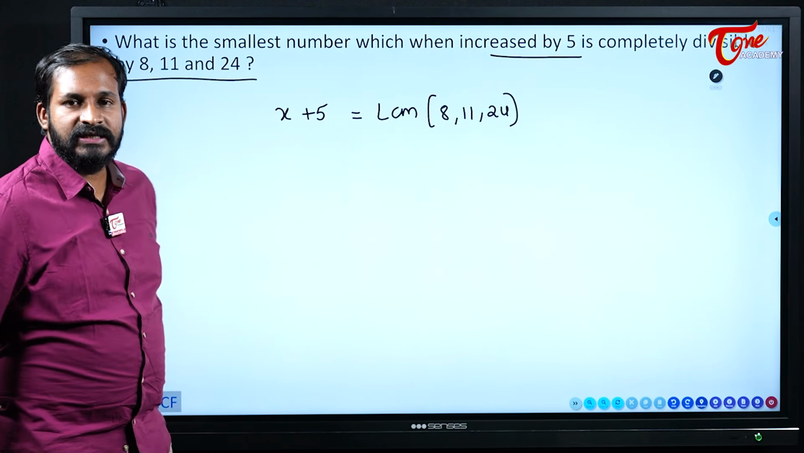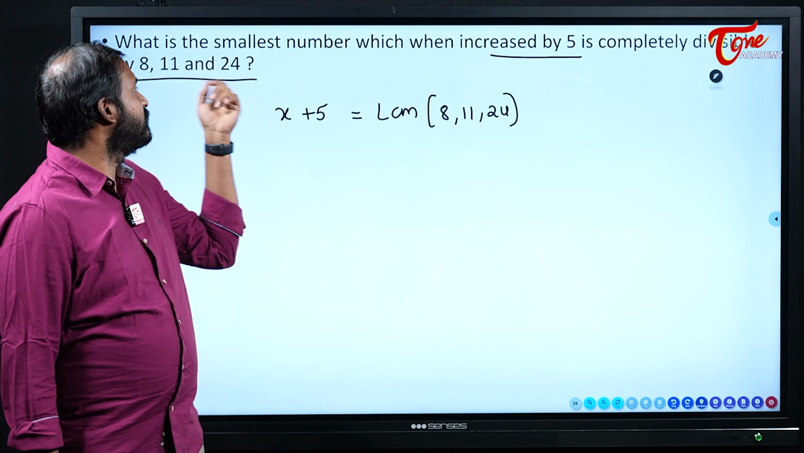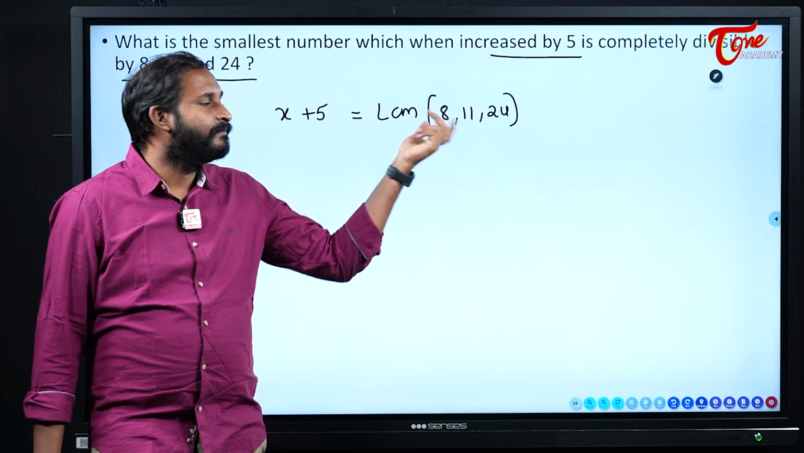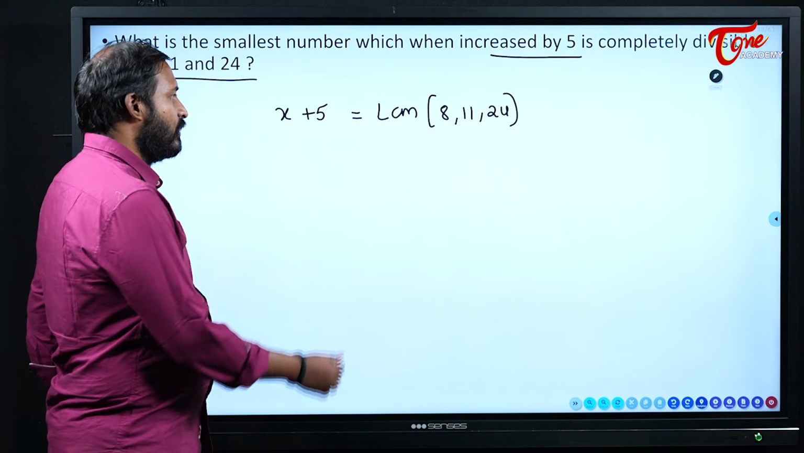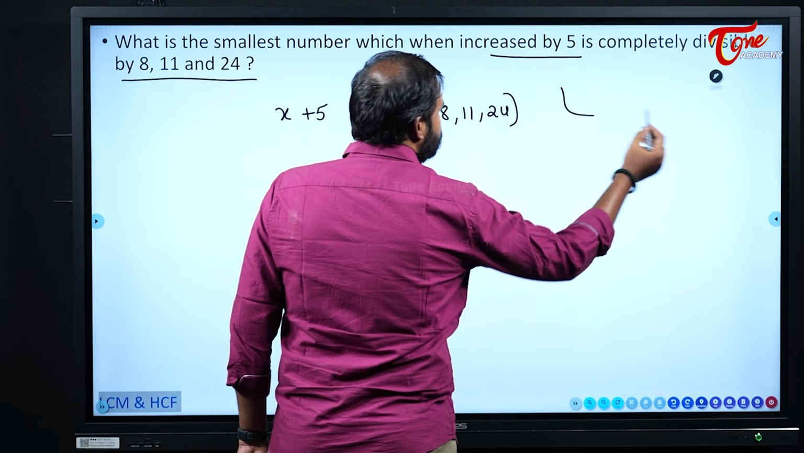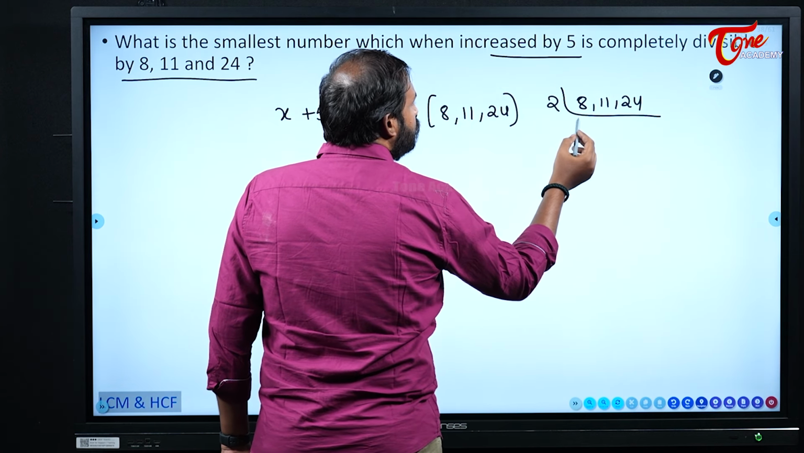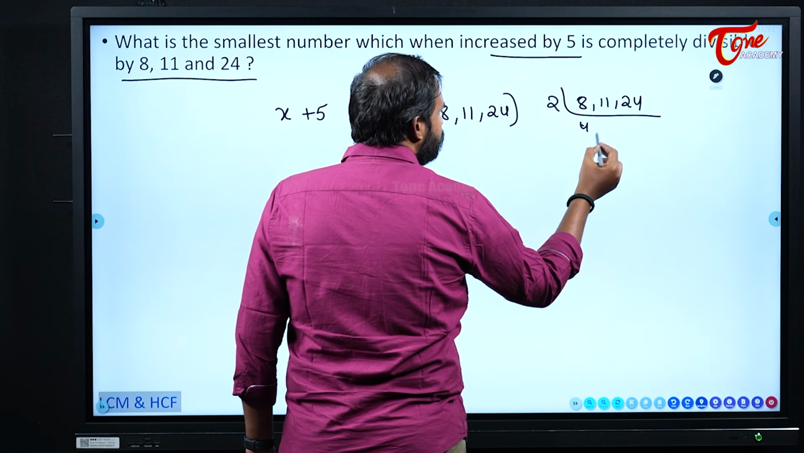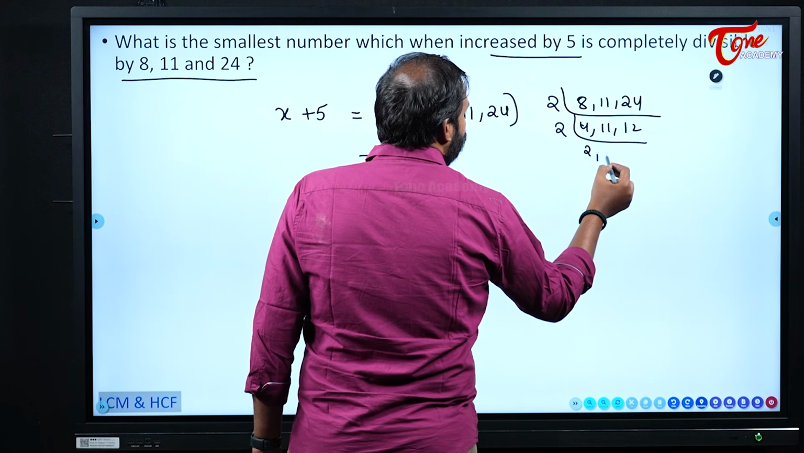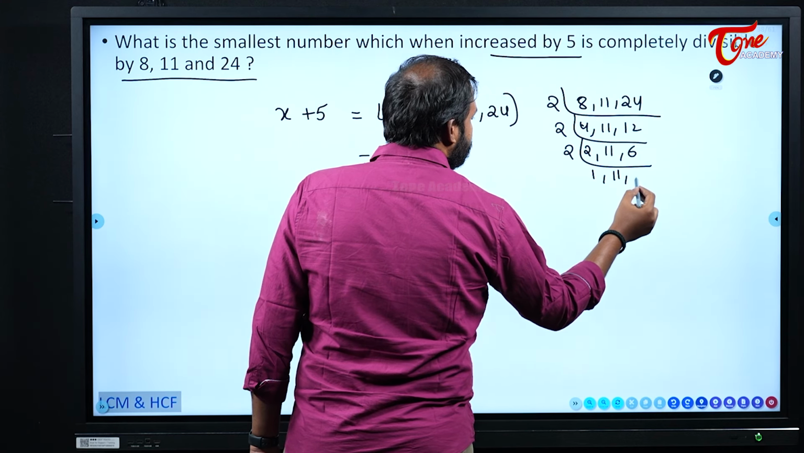The number will be obviously the LCM. Why? Because x plus 5 should be divisible by 8, 11 and 24. That means x plus 5 should be an LCM of 8, 11 and 24. Now please find out what is the LCM of 8, 11 and 24. You can do the general process. No need to worry about this. Okay. So 2, or else you can go with the remaining things also, 4 times, 11 times and 12 times, 2, 2, 11 and 6, 2, 1, 11 and 3.